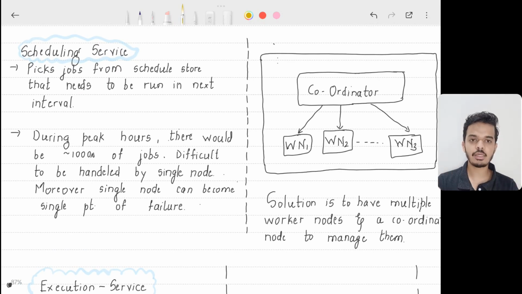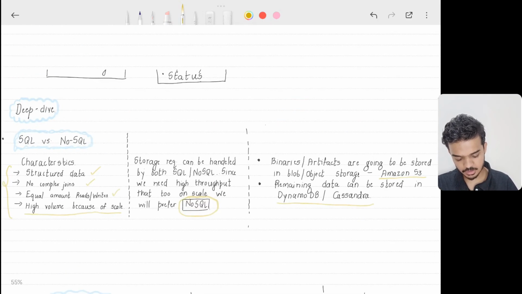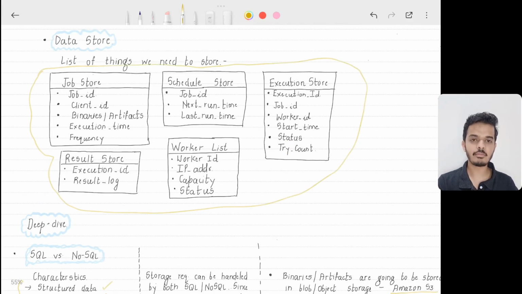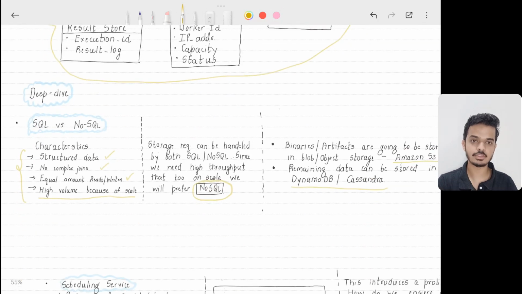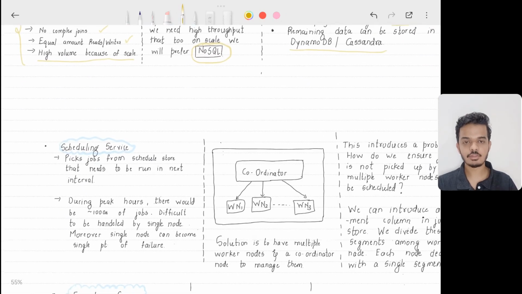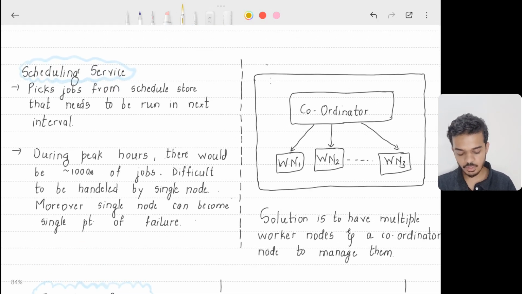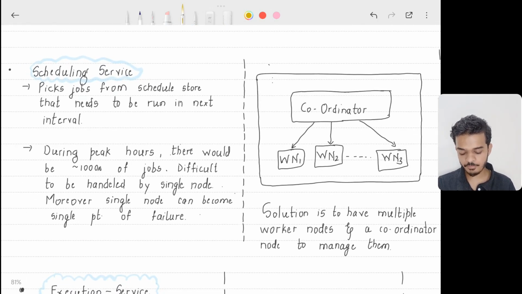Okay, I'm using the word table for all the things that are present here. So I would be saying them tables, but you need not confuse yourself. We have already established that we will be using a NoSQL database. I'll just be using table for convenience. They are not actually being stored in the form of tables. Tables are stored in SQL. So we are using a NoSQL database here. Okay. So we saw the schedule store.